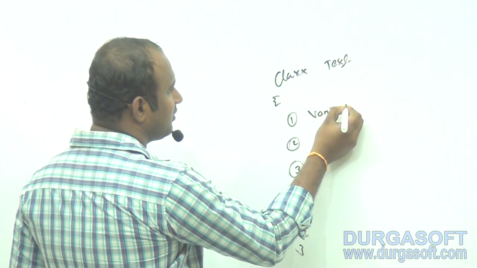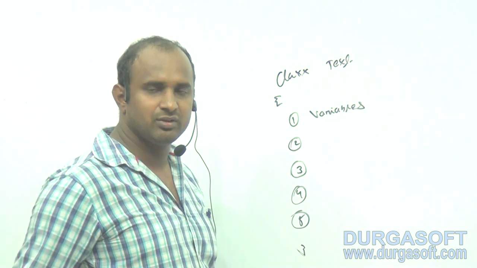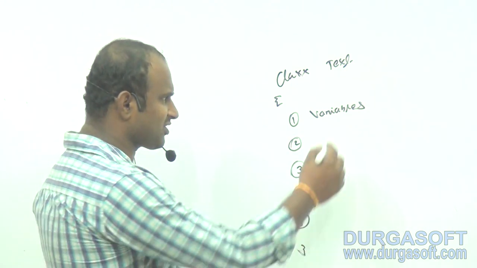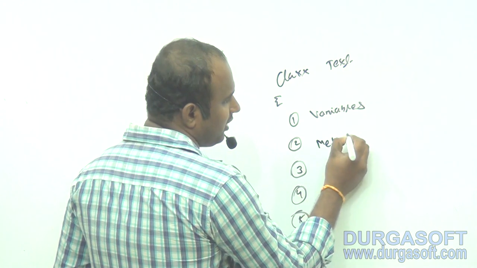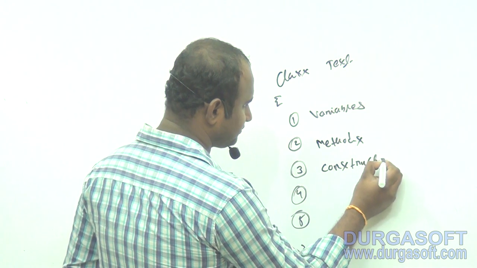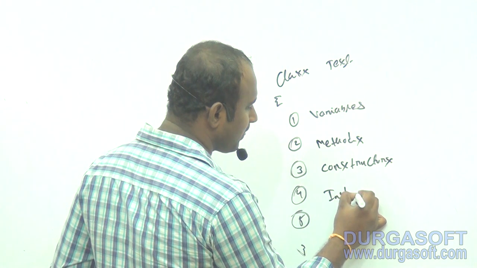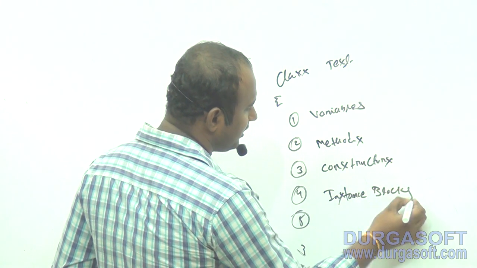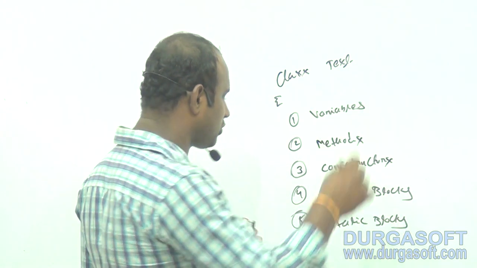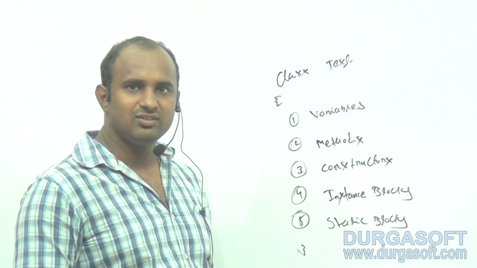The first one is the variables. These 4 elements were already completed in the last videos. Please check the last videos if you want variables, methods and the rest. Our first element is variables, the second one I completed is methods, the third element I completed is constructors, the fourth one I completed is instance blocks, and the last one here is the static blocks. So the class contains a total of 5 elements: variables, methods, constructors, instance blocks and static blocks.